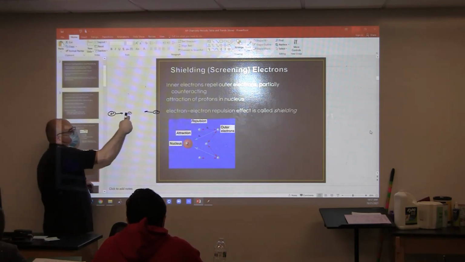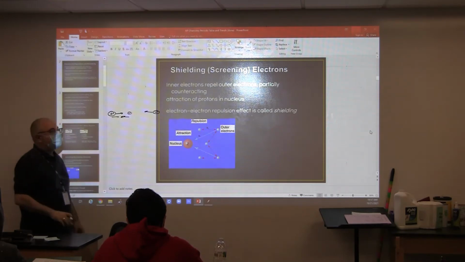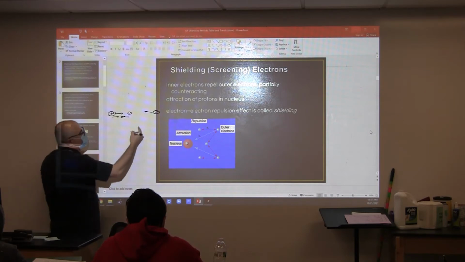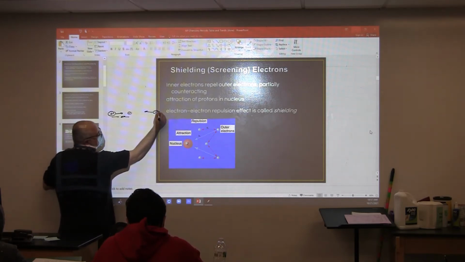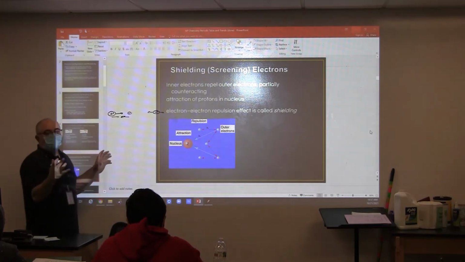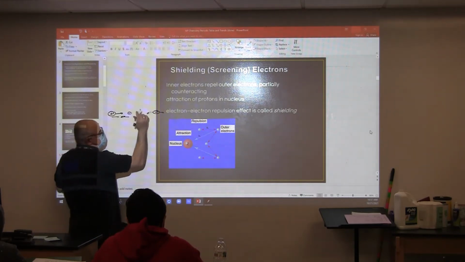Well, doesn't this and this also attract each other? So that interaction is still there. But don't these electrons push each other away? So as much as this one can push this one away, it takes away from how much overall. No, let me draw that better. That was a bad drawing.